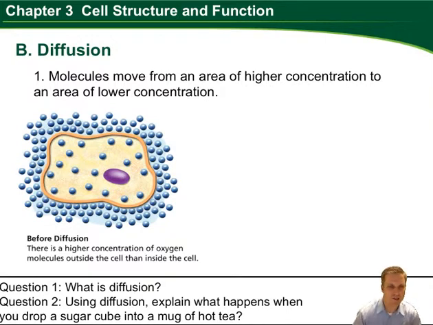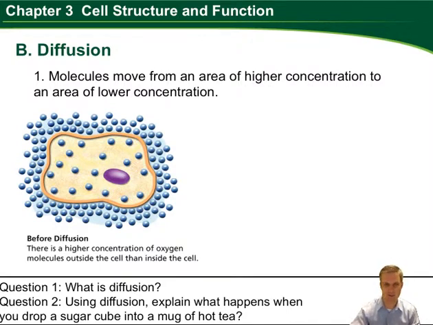Now, the first of the two processes we're going to talk about is called diffusion. We'll have a chance to play around with this one a little bit in class. Diffusion is the main method by which small molecules move across the cell membrane. And what happens in diffusion is molecules move from an area of high concentration to an area of low concentration.